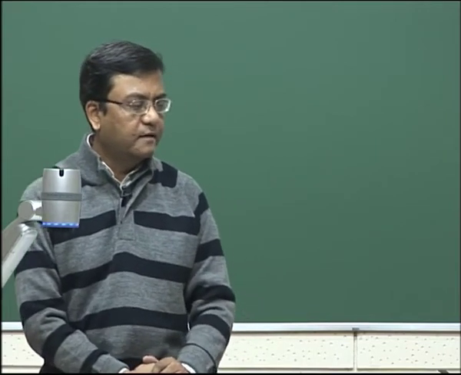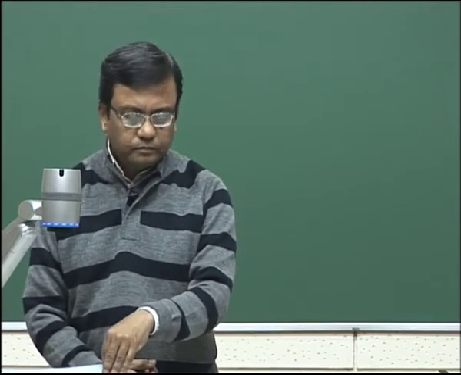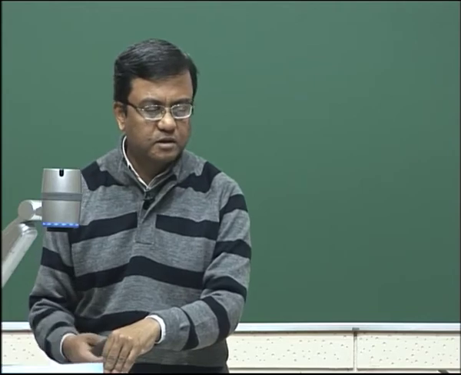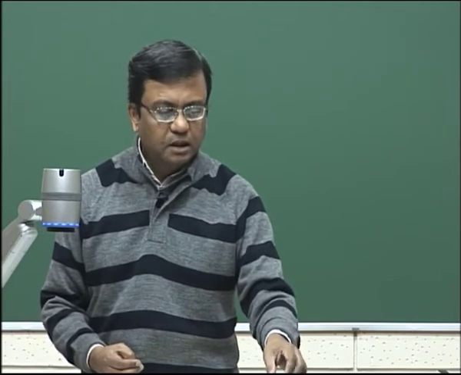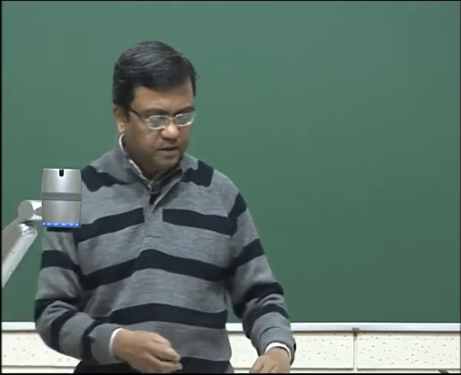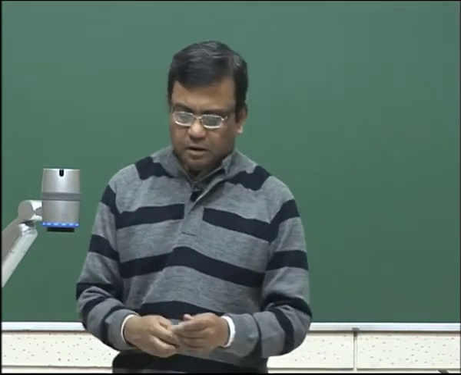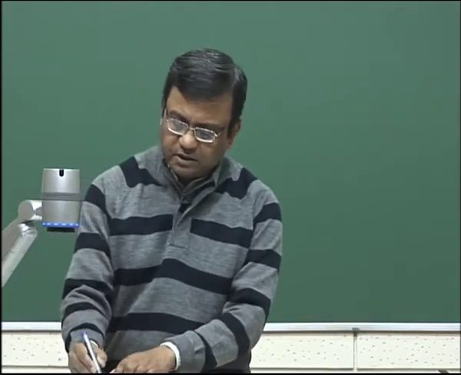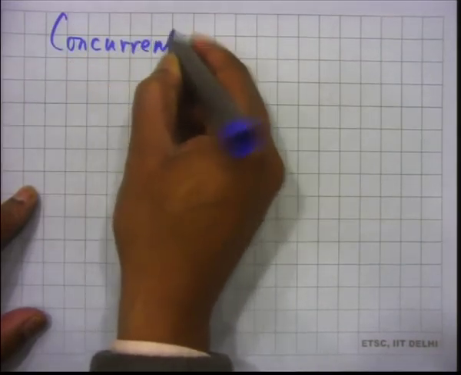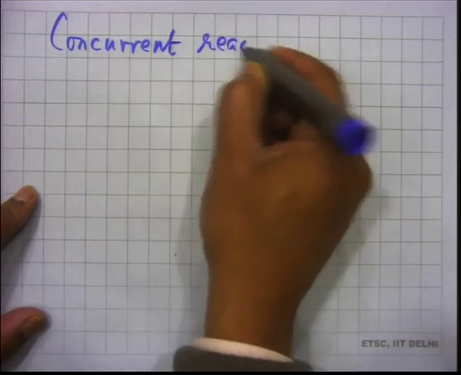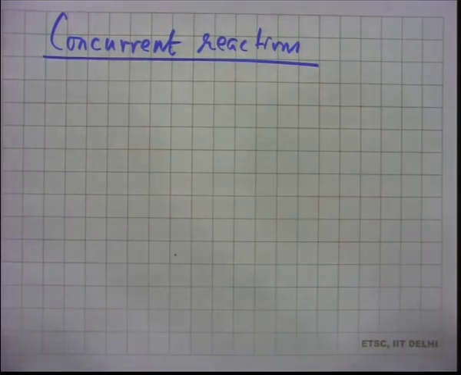Again, we will not be doing so much of this sort of analysis in the rest of the course, but still this is a good thing to know. Now, the other two types of complex reactions that I mentioned are concurrent reactions and consecutive reactions. Concurrent means happening simultaneously, at the same time.